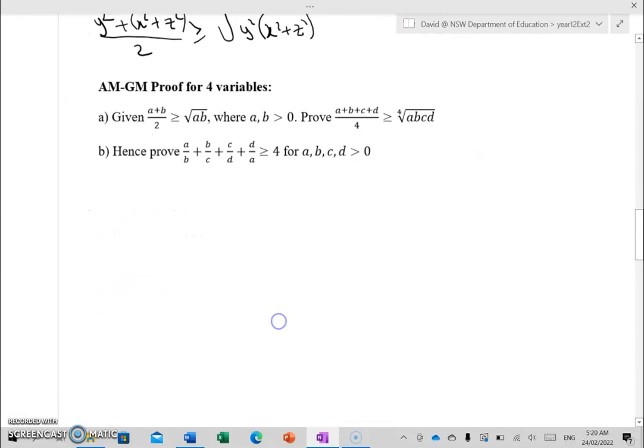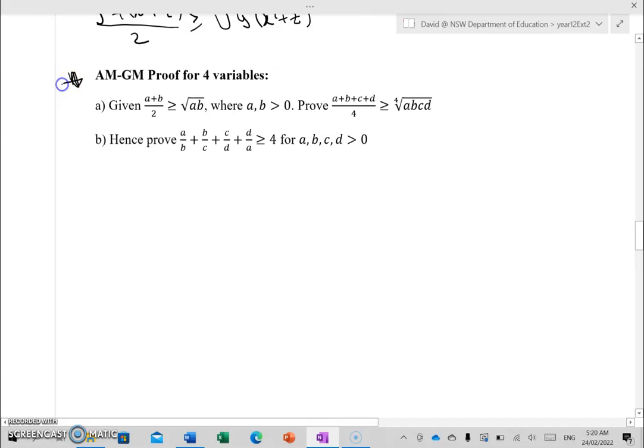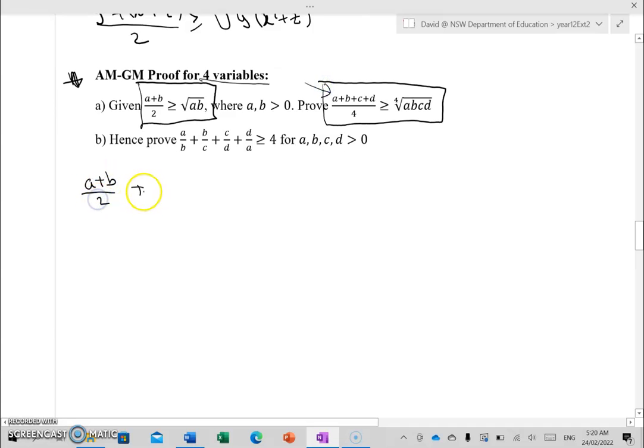We didn't do the AMGM proof of 4 variables, so I wanted to quickly do that. It starts off with your basic AMGM for 2 variables, and what you do is you substitute something in here to try and prove this result. For 4 variables, I like to go straight away to the full shebang, and in order to get this left hand side, hopefully you can see that the left hand side is the same as a plus b on 2 plus c plus d on 2 all over 2.